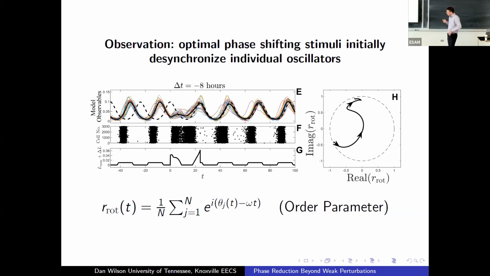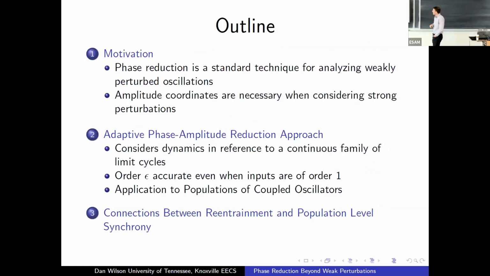So we wanted to think about, well, we understand this relationship. Certainly there's some relationship between desynchronization and phase shifting, and we want to characterize this a bit more carefully. So this kind of leads to the second part of my talk, again, talking about some motivation, this phase amplitude reduced equation. We want to think about some connections between re-entrainment and population level synchrony.